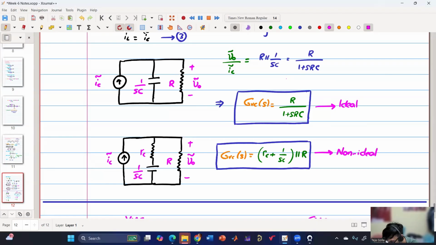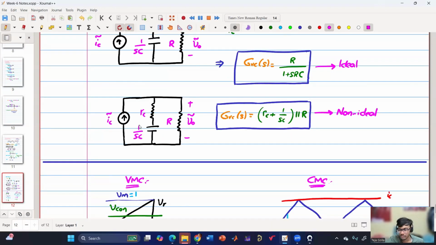Sir, in the non-ideal case, REQ will not come into this picture? Even if there is REQ, good question. Let us assume there is REQ. You know that it will come in series with the inductor, so I can write it something like this.